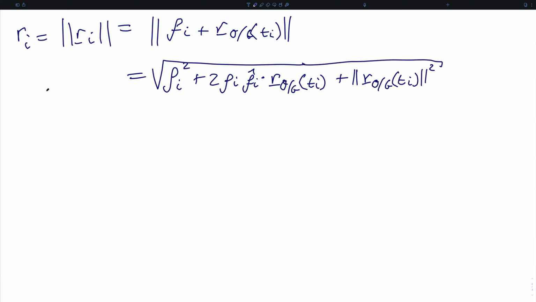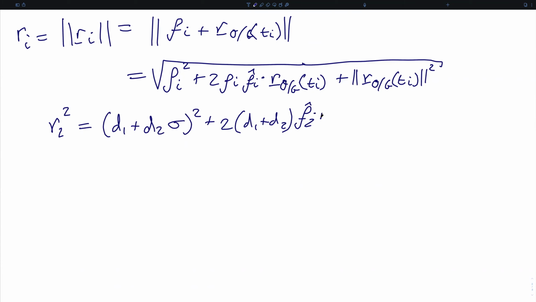that is R sub I will be the square root of the quantity rho sub I squared plus 2 times rho sub I multiplied by the dot product of the unit direction of rho sub I with R of O rel G at the time T sub I plus the norm squared of R of O rel G at the time T sub I. And that means that the distance R2 squared will be equal to quantity D1 plus D2 sigma squared plus 2 times D1 plus D2 multiplied by rho hat 2 dotted into R O rel G at time T2 plus the norm squared of R O rel G at T2.